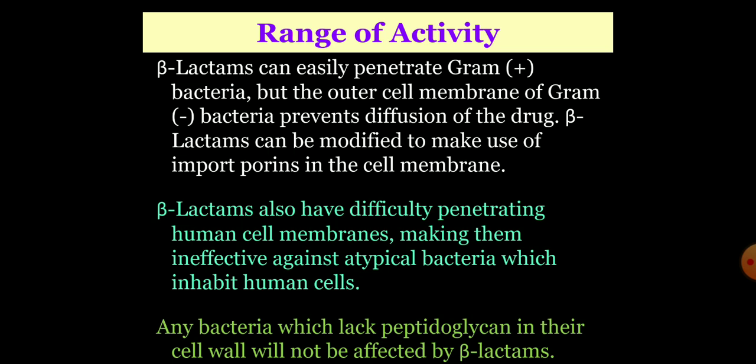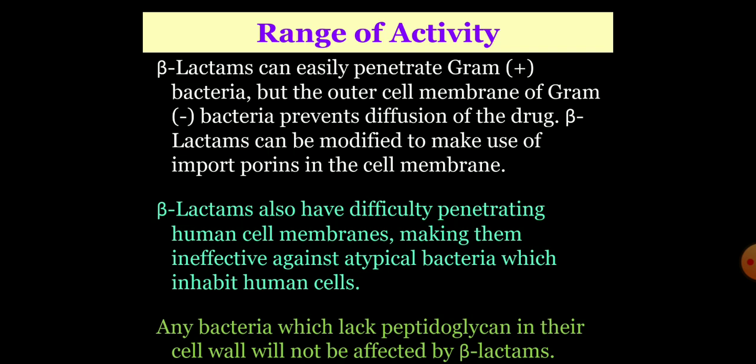The range of activity of beta-lactams is usually restricted to gram-positive bacteria, but once the spectrum is extended by adding some kind of side chains, with a little more change in the side chain, we'll see that the outer cell membrane of gram-negative bacteria is penetrated. Initially it prevents diffusion of the drug, but beta-lactams after modification can make use of import porins in the cell membrane.